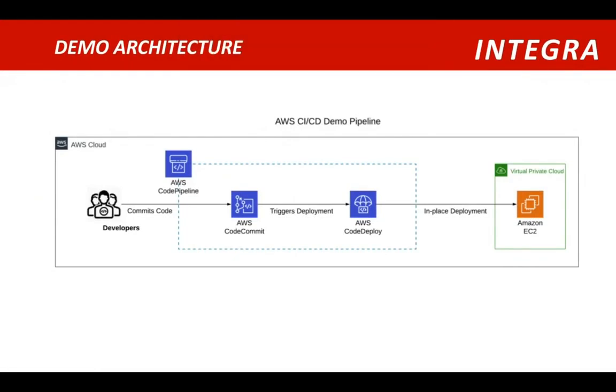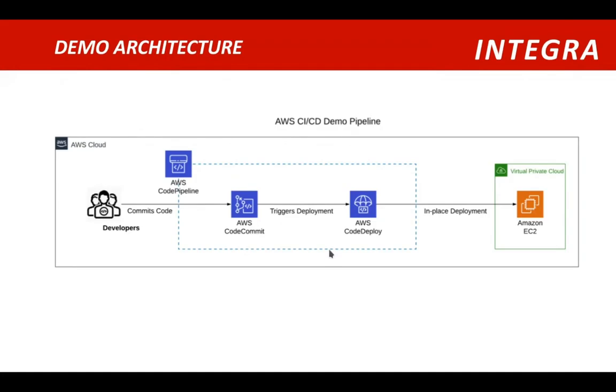Over here we have a demo architecture. So a CI/CD pipeline, as you know, needs a source and a destination. We'll be building the CI/CD pipeline through CodePipeline, and we will be using a lot of AWS code services such as CodeCommit, CodeDeploy, and we'll be deploying it on an EC2 instance. So this is the whole process. CodeCommit and CodeDeploy work in conjunction with CodePipeline.